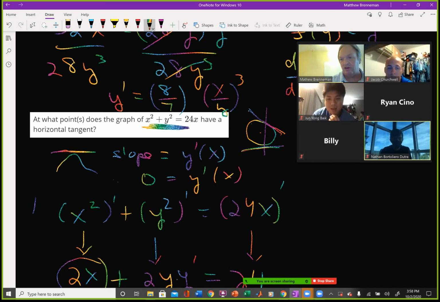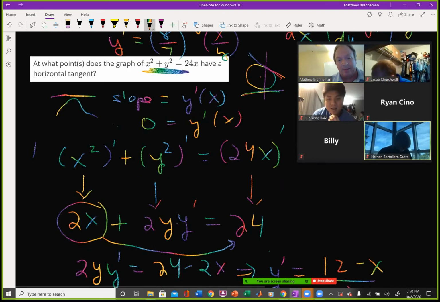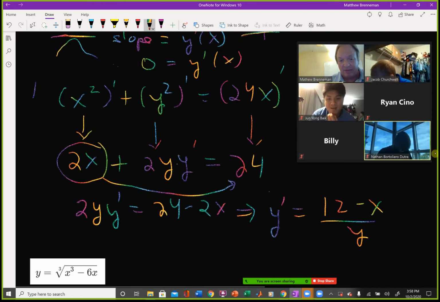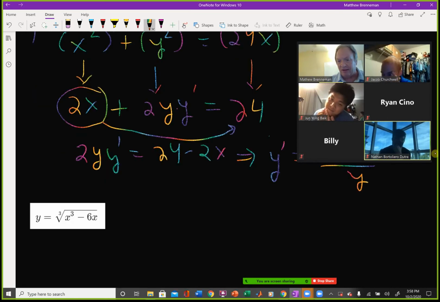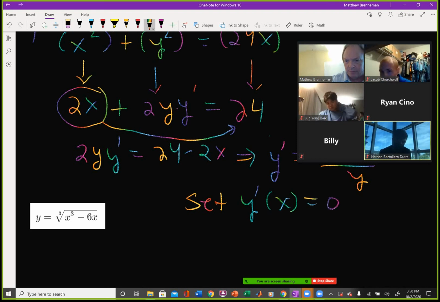Okay? So not all graphs are functions. You guys know that. Right? And a circle is a classic example of that. Okay, so that's what's going on here. So now I want to solve for the value of x that makes the derivative equal to 0. So I'm going to set y prime of x equal to 0. And I'm going to solve for x and y.